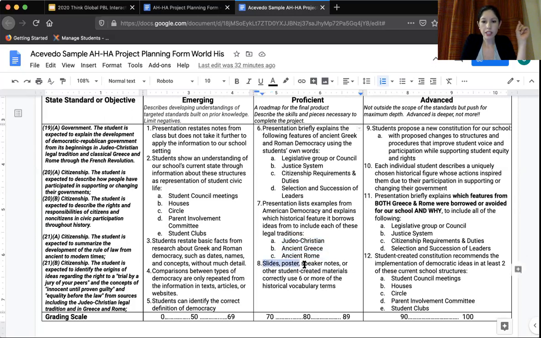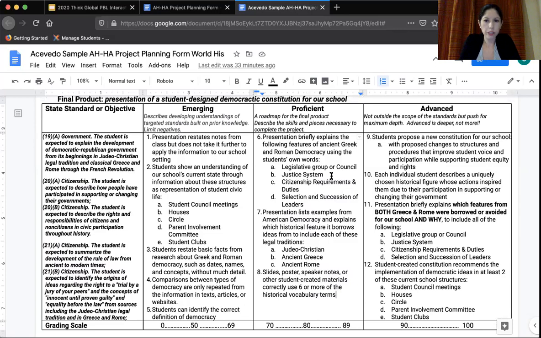The third one here is slides, posters, speaker notes, or whatever they produce, or other student created materials will correctly use 6 or more of the historical vocabulary terms. Every project, every content topic, I always provide a list of vocabulary terms, concepts, words that they're going to stumble upon, words that we're going to have to match, put together, figure out how do they fit into the context of what we're researching, and be able to use those same words in their work and certainly in their presentation. So that's proficient for me.